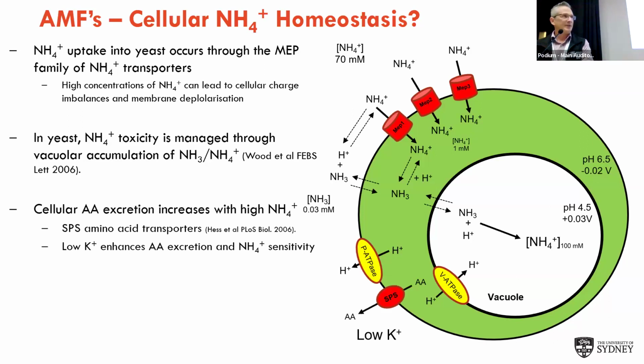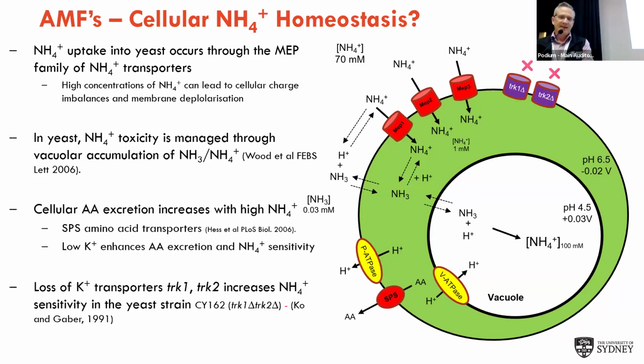So under high ammonium concentrations, yeast cells tend to also exude quite a bit of amino acids, and that exclusion of amino acids is enhanced when potassium concentrations are low around yeast cells. So if you take away the high affinity and low affinity potassium transporters in yeast, called TRK1 and TRK2, you get a yeast cell system that is very sensitive to ammonium.